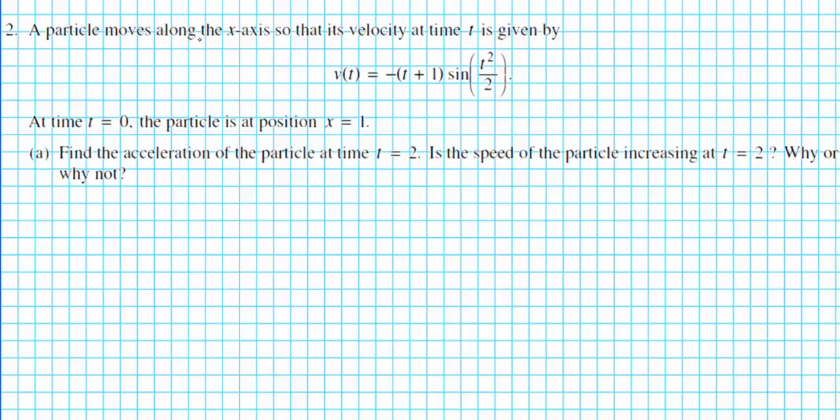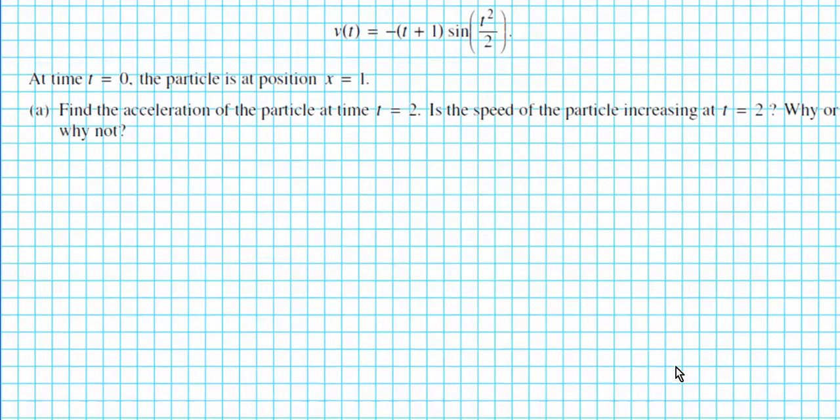It says a particle moves along the x-axis so that its velocity at time t is given by this velocity function right here. At time t equals 0, the particle is at position x equals 1. Part A: find the acceleration of the particle at time t equals 2. And then another question: is the speed of the particle increasing at t equals 2? Why or why not?